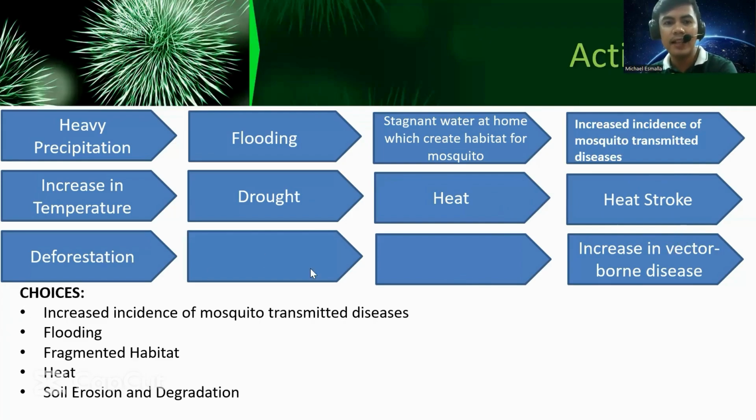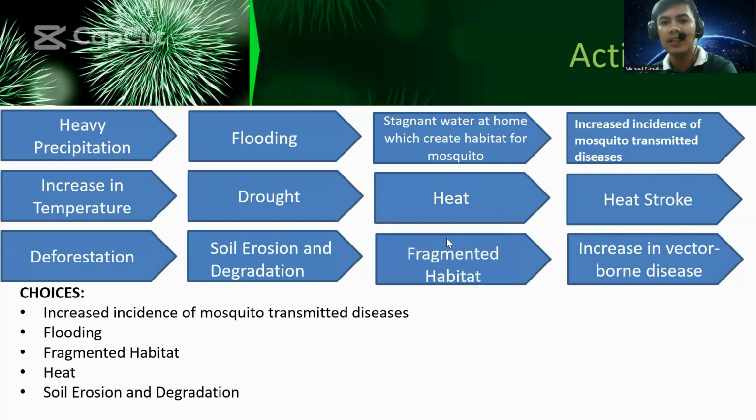Next we have deforestation, and it would lead to soil erosion and degradation. Or you can also say that it would lead to fragmented habitat and then soil erosion. It depends upon the process, right? We have different processes on that, so we can interchange these answers. The soil erosion can fragment habitat, and the fragmented habitat can also result in soil erosion and degradation. Then the result of this is an increase of vector-borne diseases.